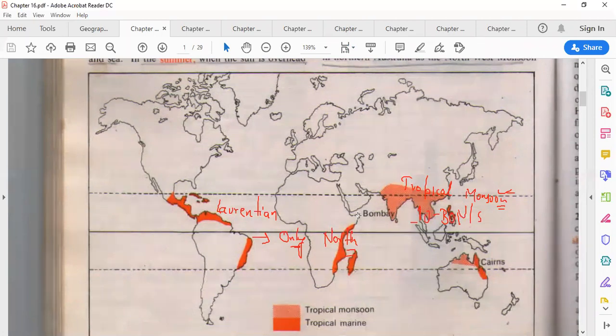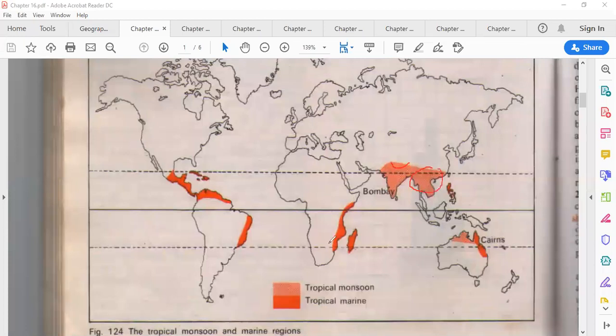India, we know, even portions of China, and we're talking about the eastern margin here. See, these are the eastern margins of the continents. Madagascar whole, even these areas of Brazil, the eastern margin, part of Mexico, the whole Caribbean island, the northern part of South America. These are having tropical monsoon and marine climate. So what are the characteristics? We'll be just seeing the characteristics.